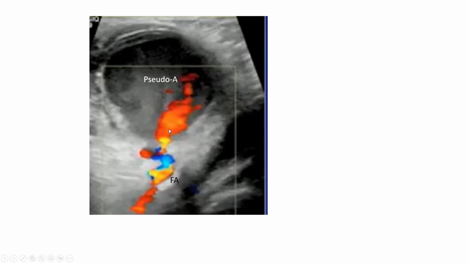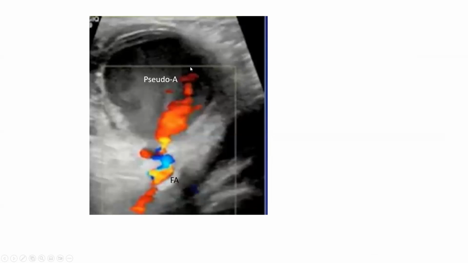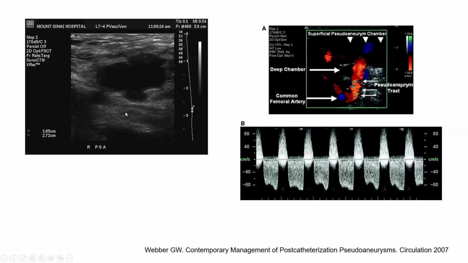You will see forward flow in systole, reversal of flow in diastole. And you will be able to tell that on spectral Doppler. You need to see those two waves, to and fro. Now, you may have a pseudoaneurysm with multiple pockets, which is important eventually for treatment. This is another illustration. This is the femoral artery. This is a pseudoaneurysm with multiple pockets.